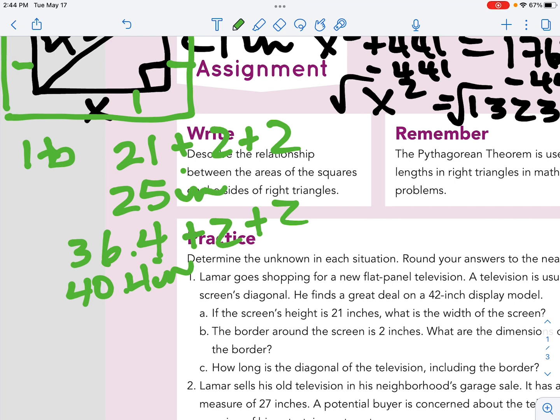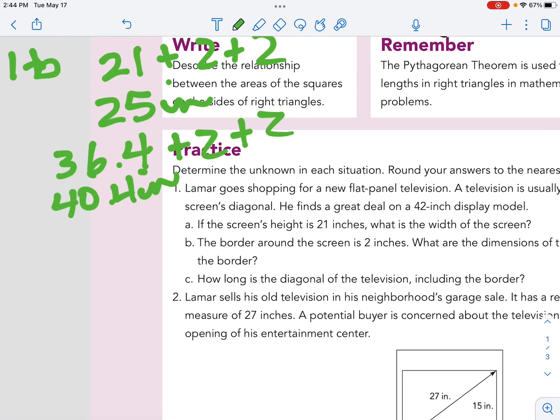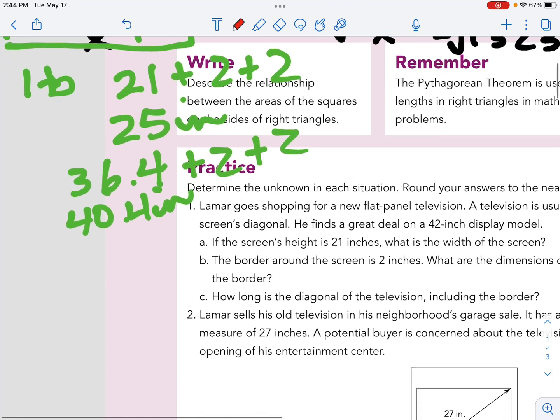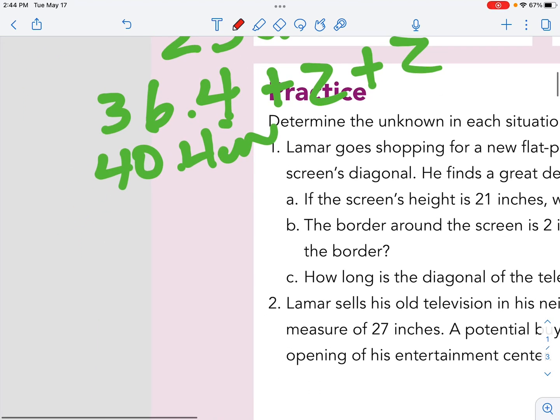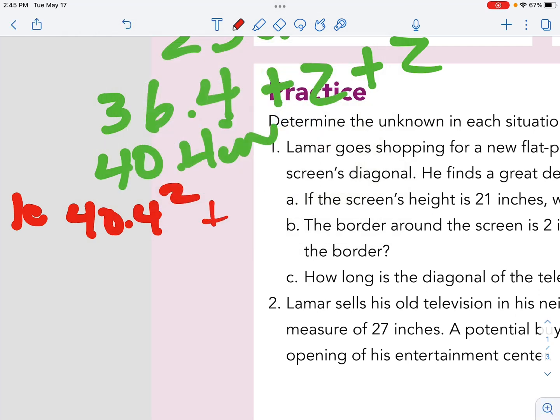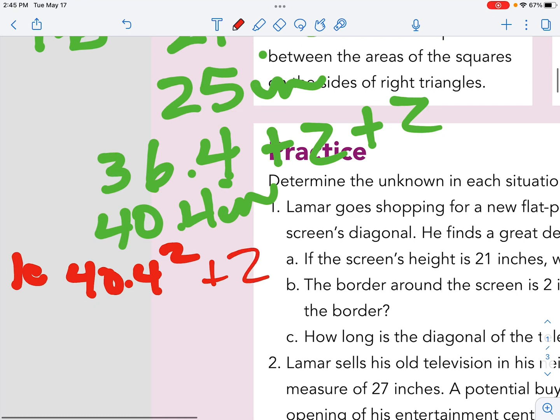Is it wanting the diagonal also? Oh, on letter C, it wants to know the diagonal. Okay, so now what I need to do, I'm going to use this 1C. So now I have 40.4 squared. I wonder if I can make this pencil smaller. Yeah, 40.4 plus, what did we just say, 25 squared equals C squared.